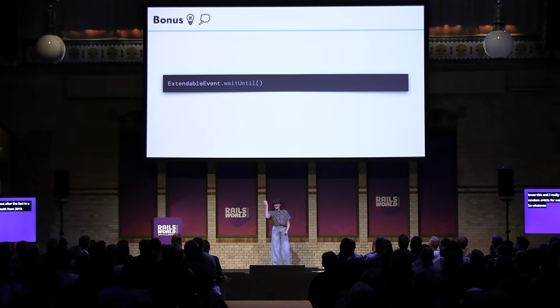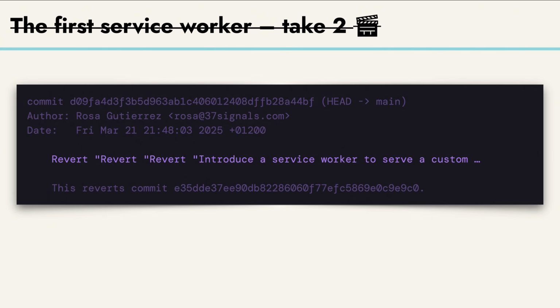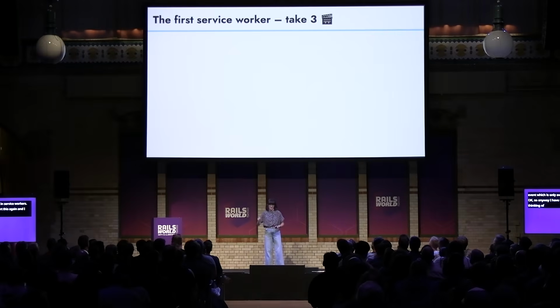Cool. As a bonus from this, I finally understood the waitUntil method that is part of the ExtendableEvent, which is only available in service workers. Okay. So anyway, I have to revert this again and think of another solution. So let's think together.